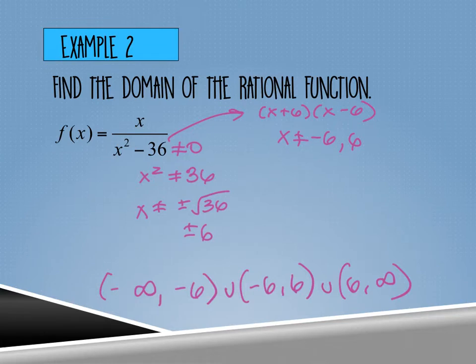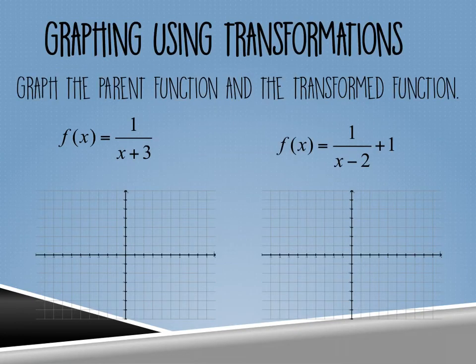We good on domain because obviously you're going to need it. Okay, then we get into graphing using transformations. So a while back in 1.6, we talked about how to graph using transformations, and if my parent function was f of x equals 1 over x, then I had a vertical asymptote and a horizontal asymptote, and my original curve went here and here.